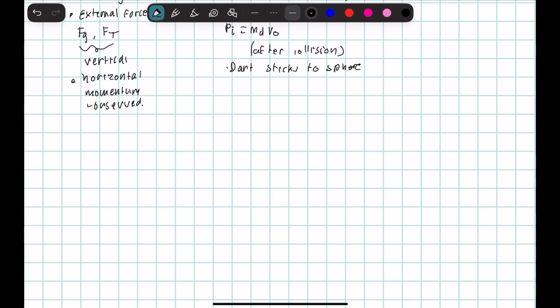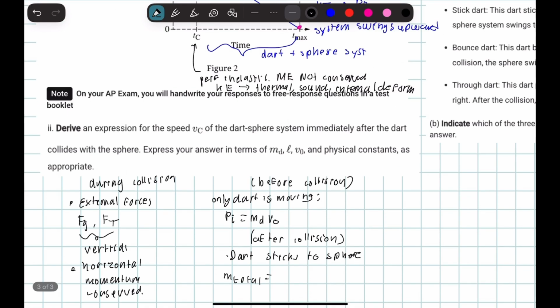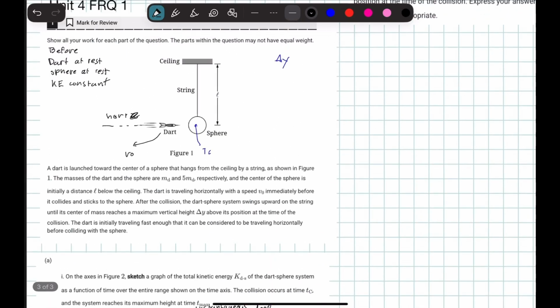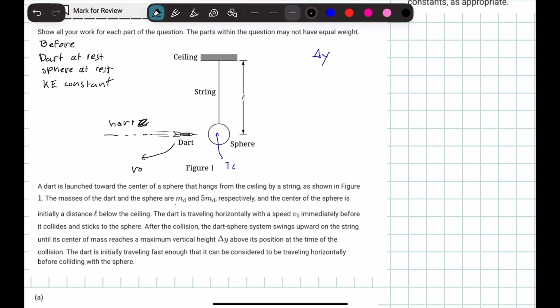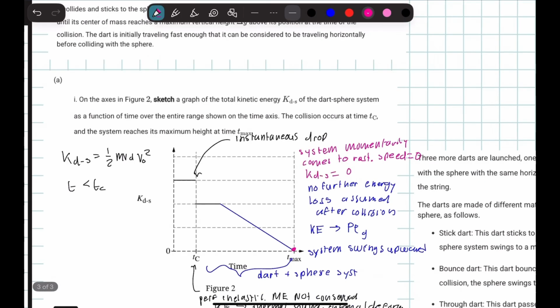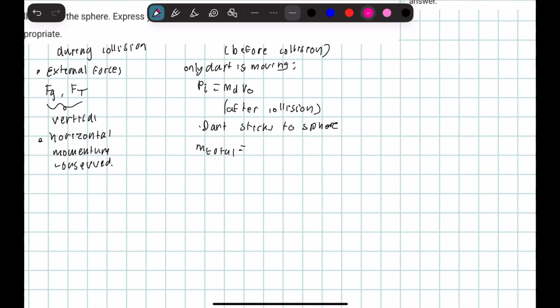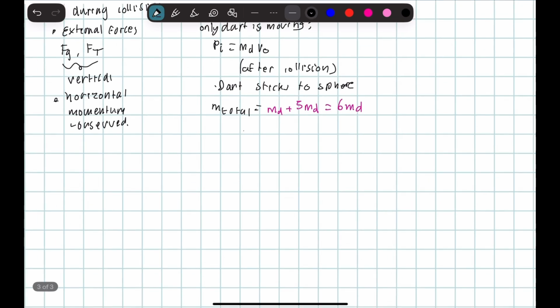So that means we had to find the total mass after the collision, the m total. That's going to be equal to, up here, it was md and 5md. So this is md, and then this is 5md. When they combine, that's just going to be the total mass: md plus 5md is equal to 6md.